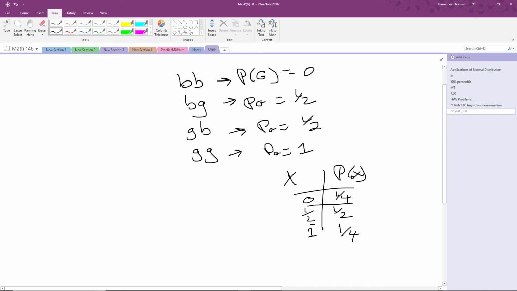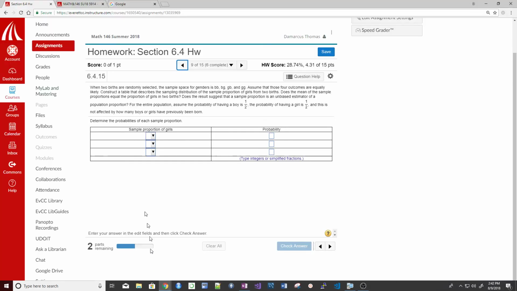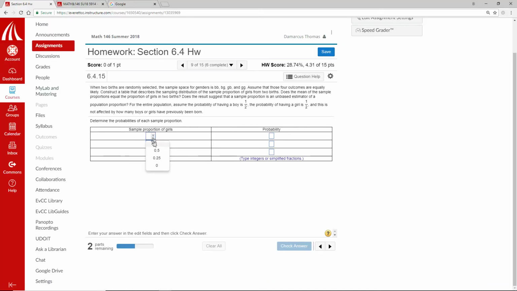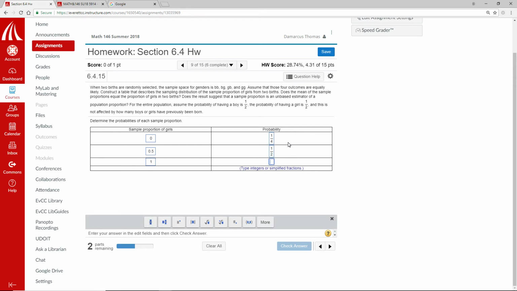We have 0, 1 half, 1. Let's see if this will accept this. This time we had 1/4, 1 half, and then a fourth again. And again, a fourth, a half, and a fourth will add up to 1.